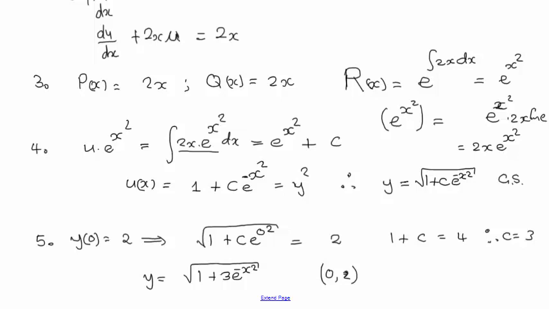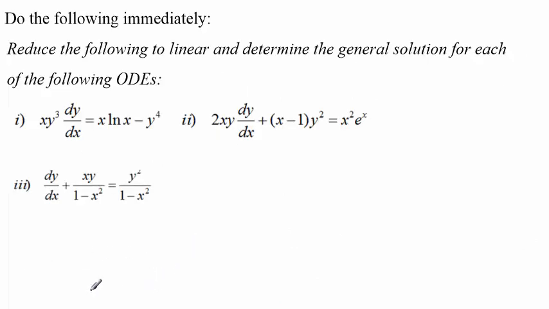So, for you, you do the following examples, and as you can see, the order says reduce the following to linear and determine the general solution for each of the ODEs. In other words, in this exercise, some of them have not much to change, like for example this one. But if you look at this one, you have to manipulate it first so that you leave q or y to the power k on one side and then do the rest of the substitution and proceed.